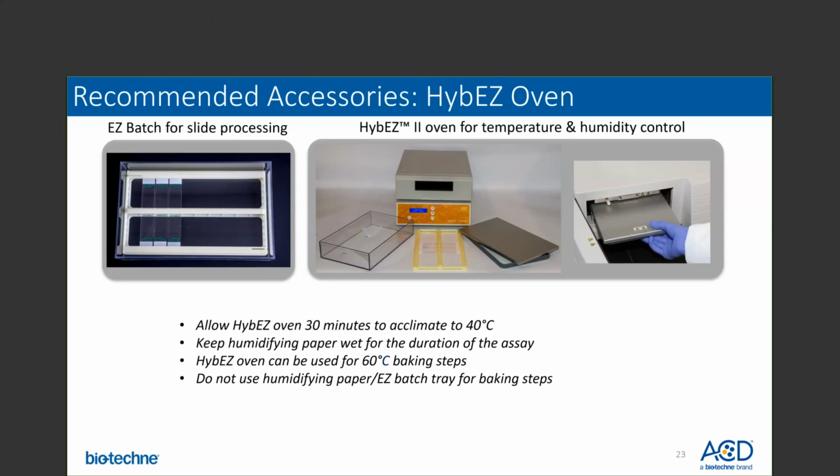Here are some tips when working with the Hybridization oven. Allow the Hybridization oven to acclimate to 40°C prior to use. Keep the humidifying paper wet throughout the assay. And additionally, the Hybridization oven can also be used for 60°C baking steps.